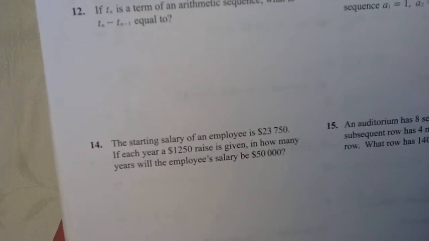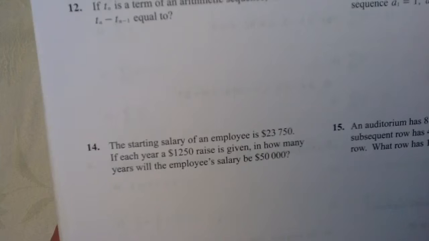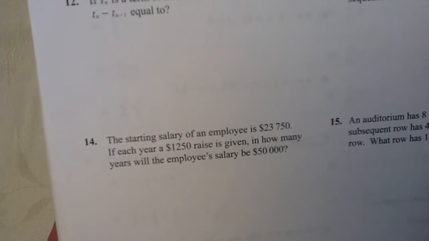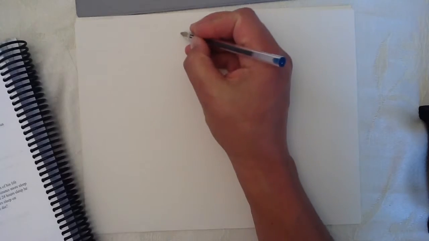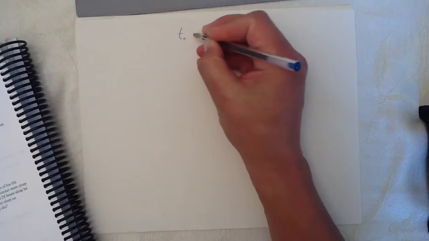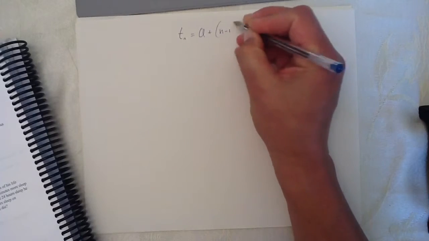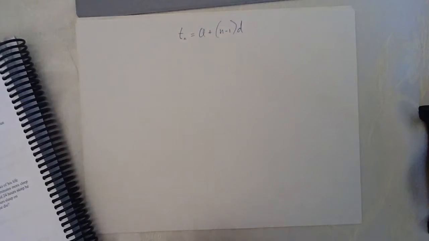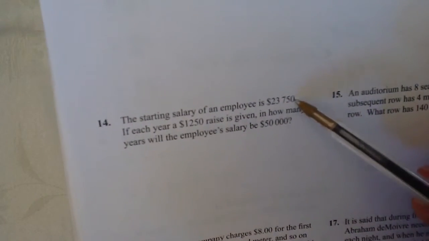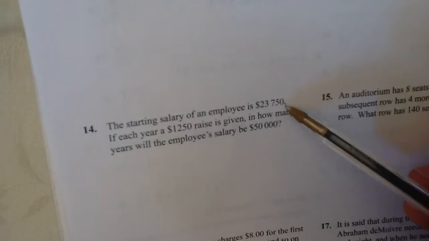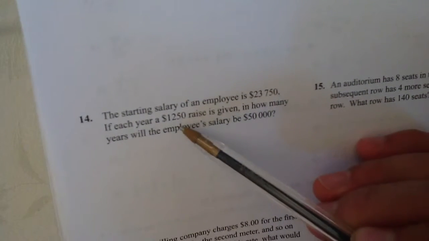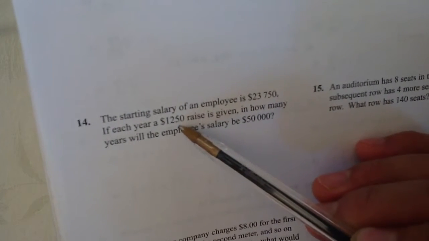Starting salary of an employee is whatever. Each year, a $12.50 raise is given, and after how many years will the employee's salary be $50,000? This is clearly an application of the formula Tn equals A plus n minus 1 times d. As a matter of fact, most of these are an application of that formula. In this case, we know that the starting salary, A, is $23,750, d is the $12.50 raise, and Tn is $50,000.